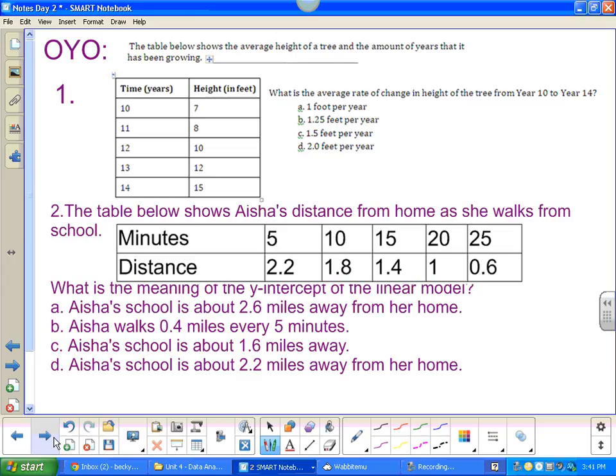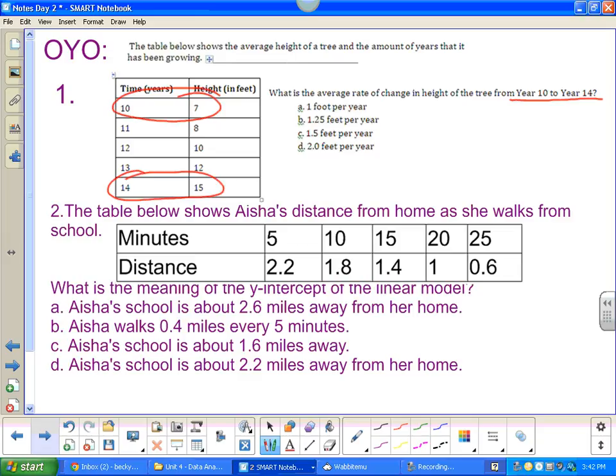Okay, so we'll just do two more to kind of review everything. The table below shows the average height of a tree and the amount of years that it has been growing. What is the average rate of change in height of the tree from year 10 to year 14? And again, if you're not reading, it's going to be very simple to just throw this into your calculator and find the slope. If you do that, you're actually going to get a different answer. It only wants the information from year 10 to year 14.